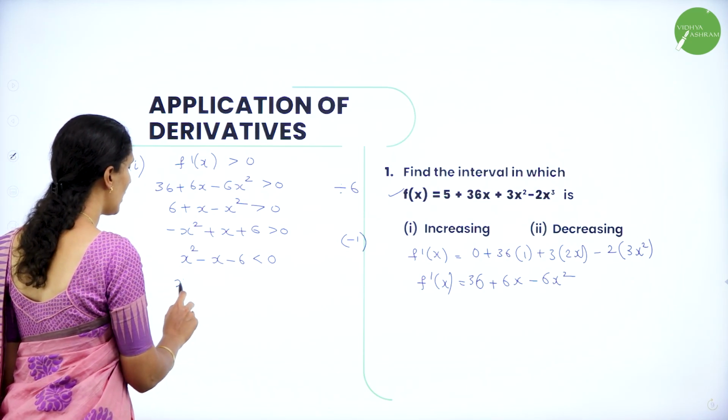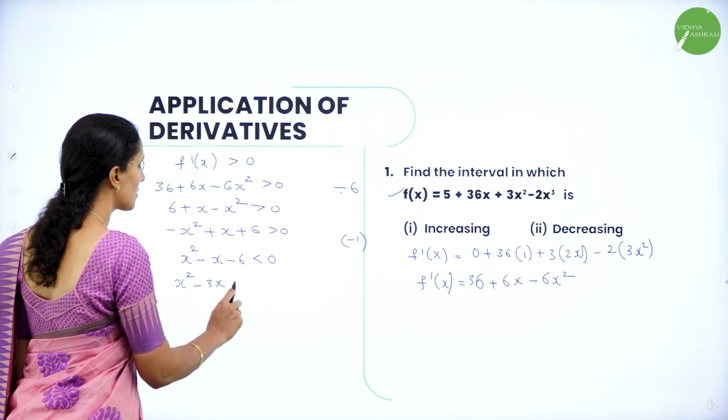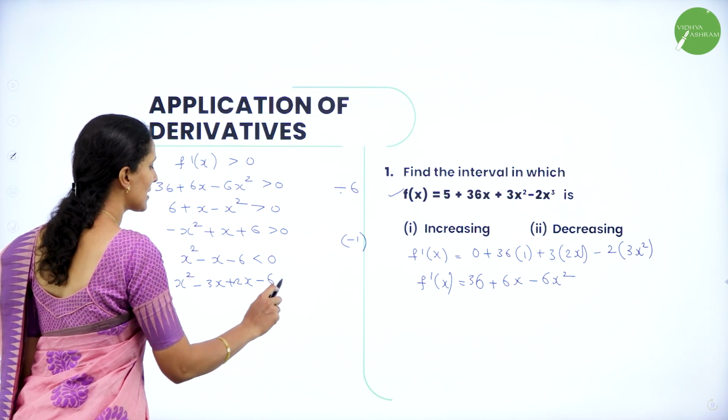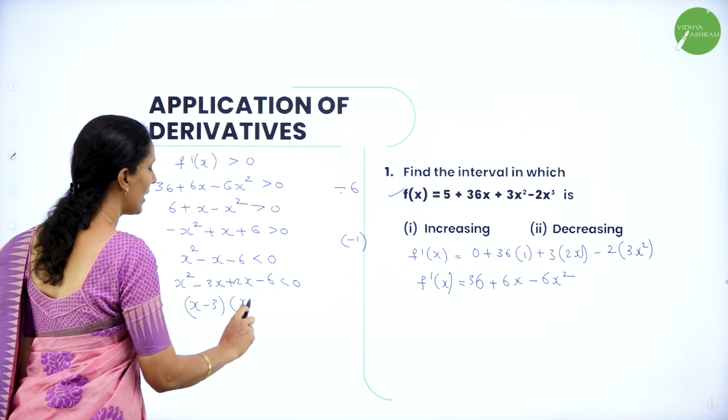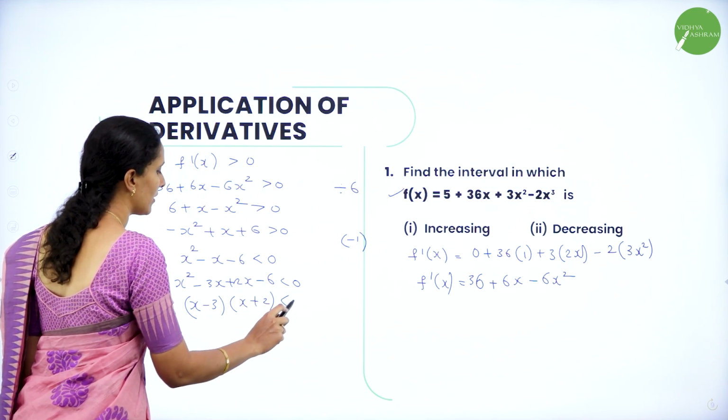Now, if you split this, you will get x square minus 3x plus 2x minus 6 less than 0, you will get x minus 3 and x plus 2 as factors.